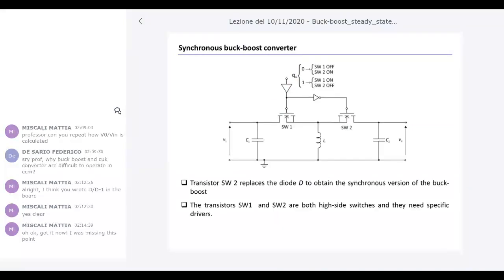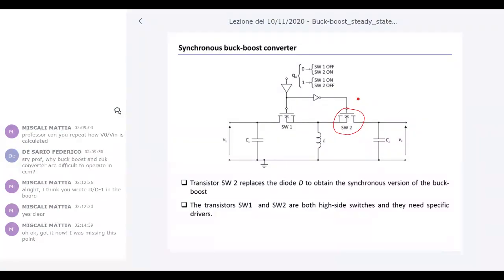We know that for each of the basic topologies I discussed with you, the buck and the boost, and so even for the buck-boost, you can have the diode topologies, but also the synchronous topology, in which both the MOSFET and the diode are replaced by transistors. So they are made by transistors. Okay? So you have two transistors. The same happens for the buck-boost. We replace the diode, which is in this position, by another N-channel power MOSFET, SW2.